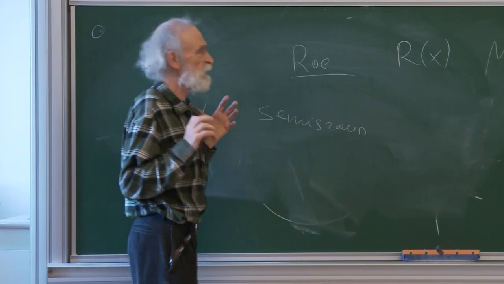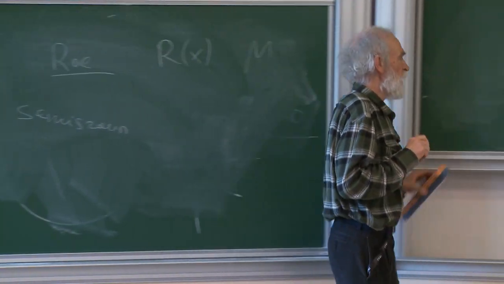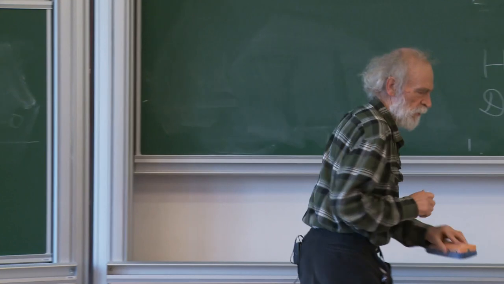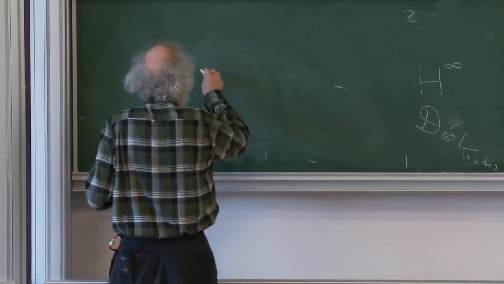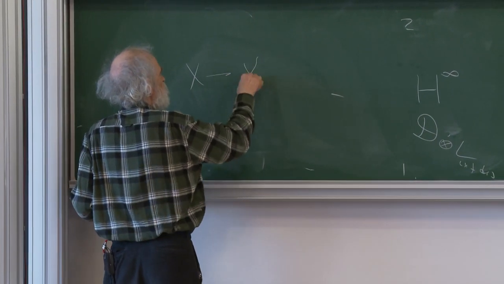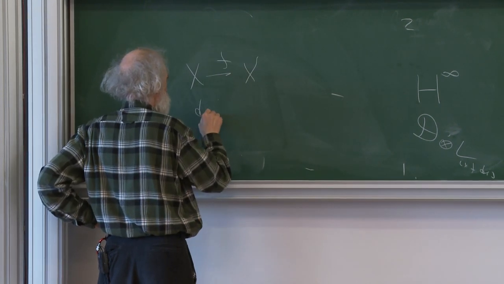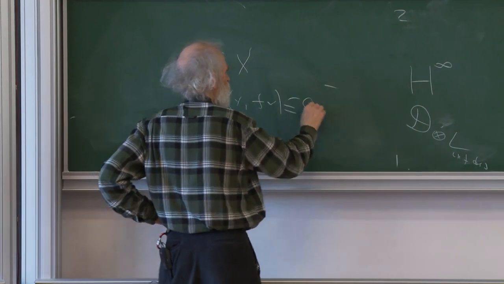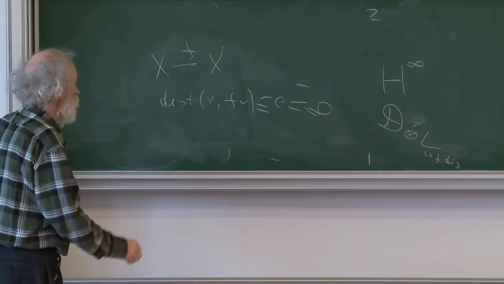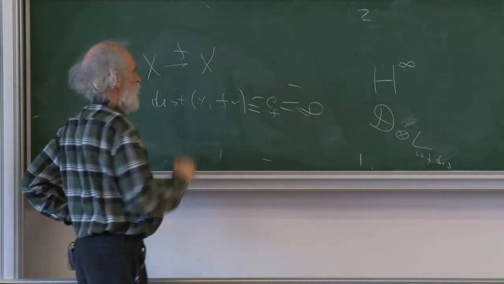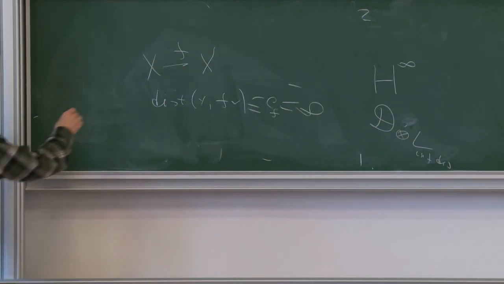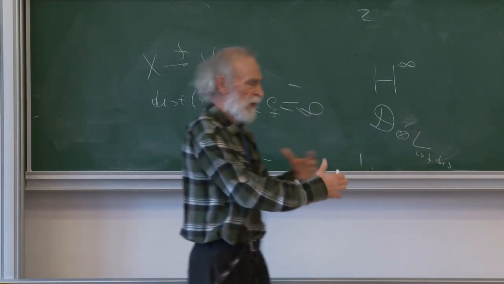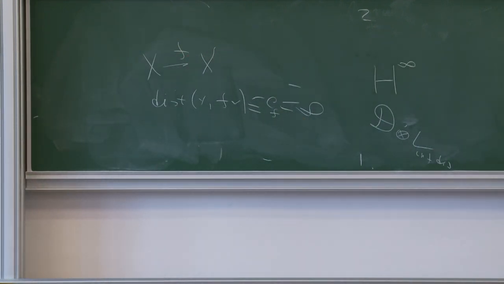And this is a very simple semigroup. You consider just self-mappings, which don't even have to be continuous, from X to X, such that the distance from x to f(x) is less than or equal to a constant c, infinity. The constant depends on f, but doesn't depend on x. So you move everything by a finite amount. If you compose such maps, you again have a map of this type.